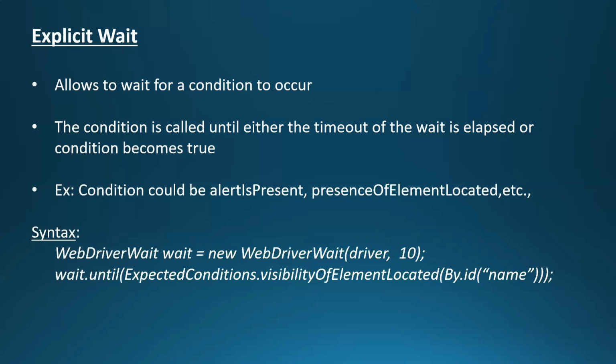Here is the syntax for the explicit wait. You can see, we create an instance of the WebDriver object, and we pass the maximum timeout here, and you can see we use the method called until, and we specify the actual condition inside the until method. So this is how we'll be using the explicit wait.